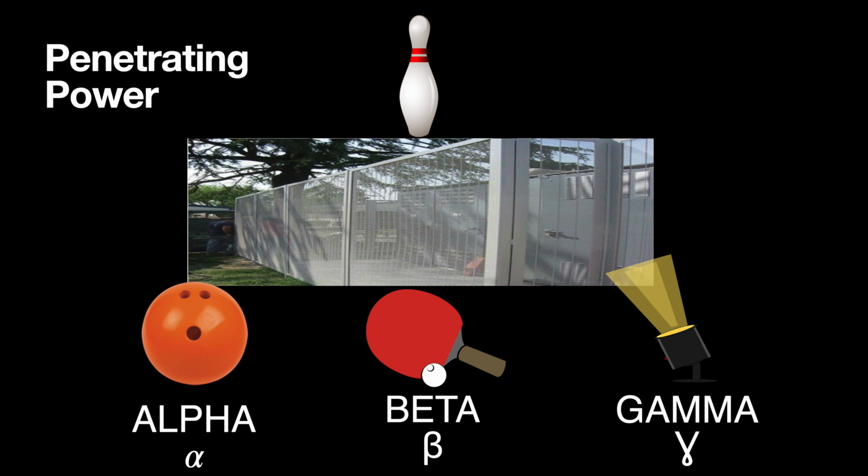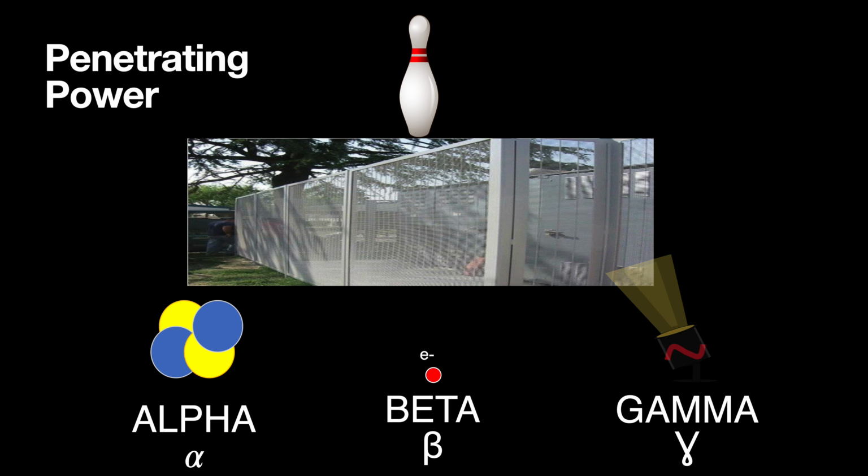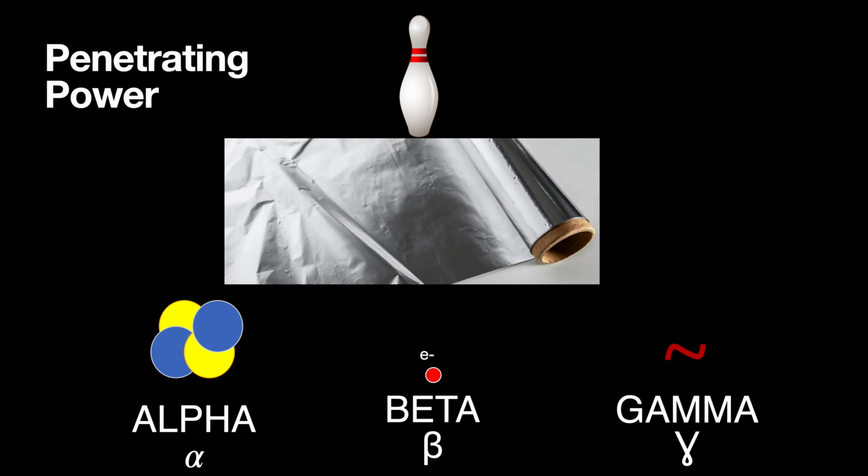Now let's take a look at this kind of fence here. Again, the alpha particle would clearly not be able to pass through this, and neither would our ping pong ball. But our light would easily be able to fit through this grating. So just as this fence here would stop a bowling ball and a ping pong ball, alpha and beta particles can be stopped by a thin sheet of aluminium foil.